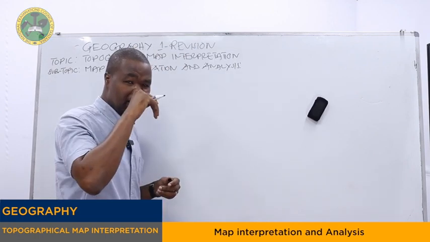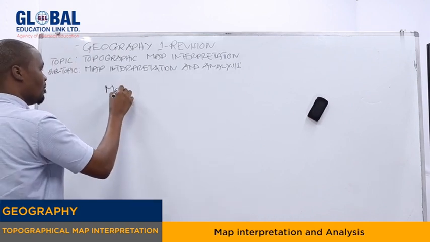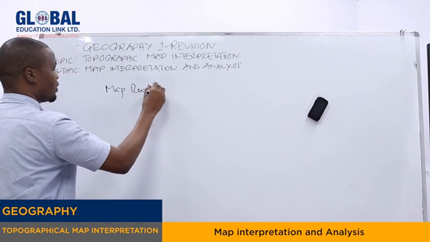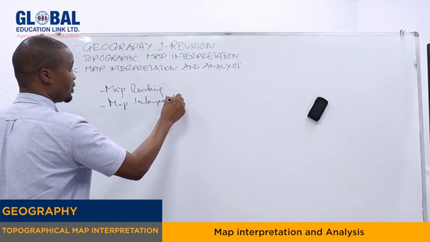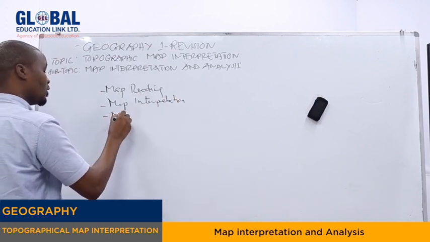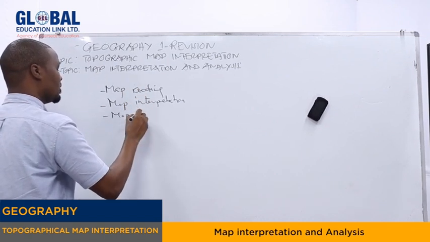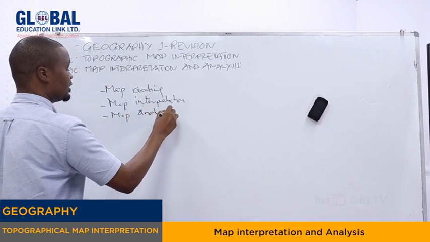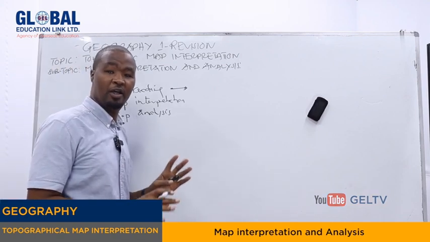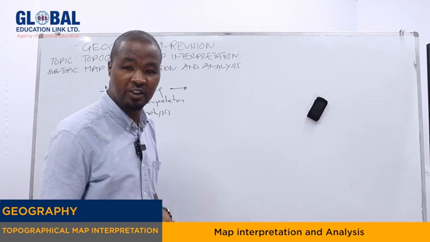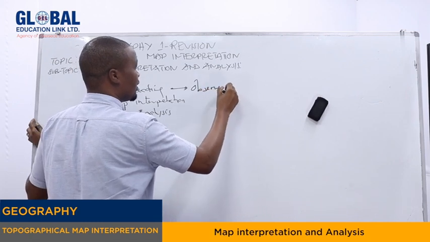So I want to make a clear summary of what I've said: we have map reading, we have map interpretation, and we have map analysis. Map reading, interpretation, and map analysis. See, so in map reading, we observe the features found on the mapped area, only that. So you observe and then you identify what those features found on the mapped area are. So observe and identify.